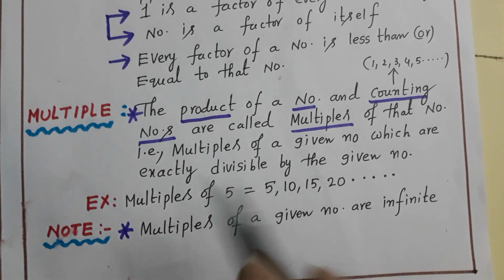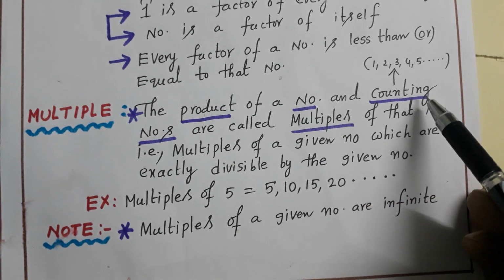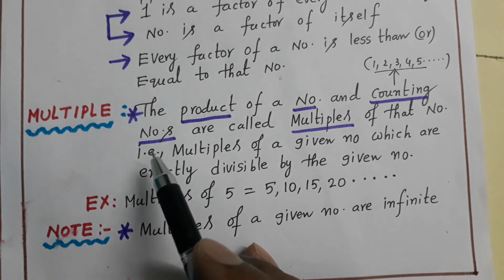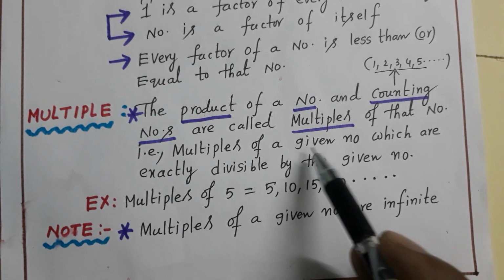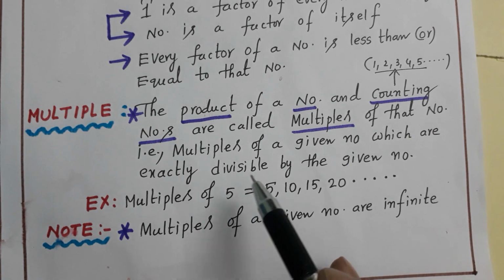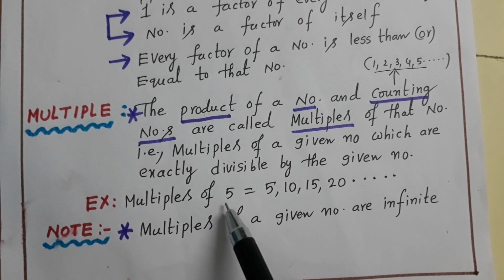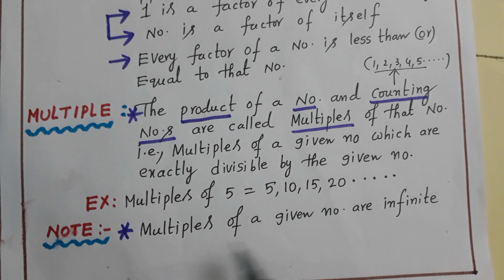Coming to multiple, the definition. The product of a number and counting numbers, just like 1, 2, 3, 4, 5, etc., are called multiples of that number. That is, multiples of a given number are exactly divisible by the given number. For example, multiples of 5: 5, 10, 15, 20. So, multiples of a given number are infinite. That means the number of multiples we will get for any given number is endless.